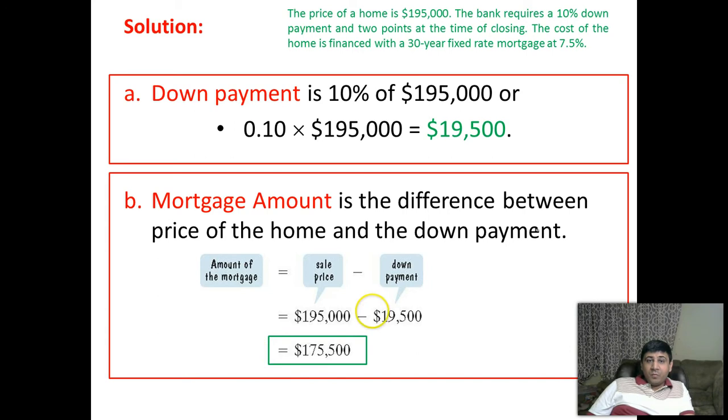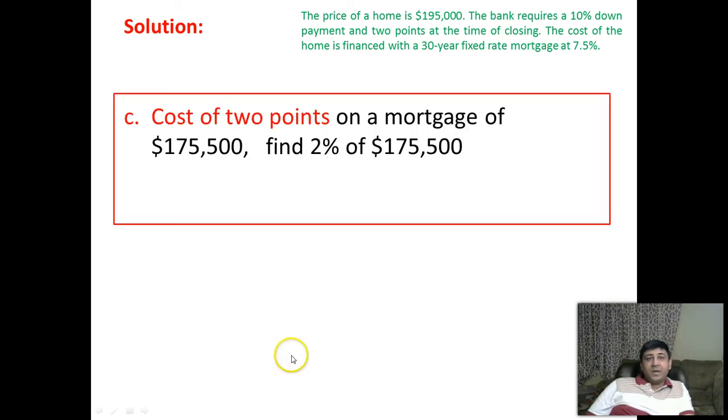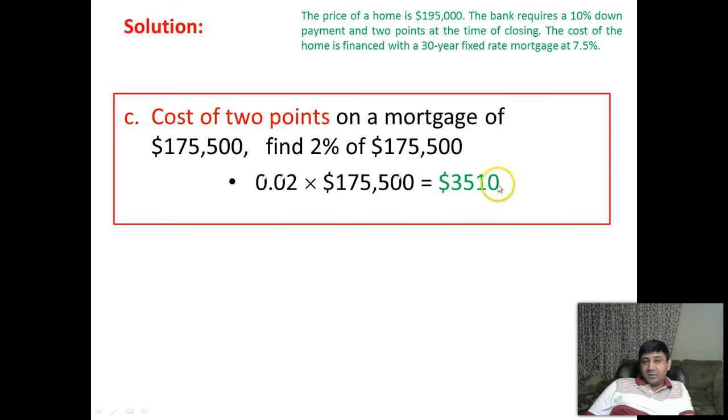Now we want to calculate the points based upon this one here. Next one is the cost of 2 points on the mortgage of $175,500. So 2% of that will be 0.02 multiplied by this, which comes out to be $3,510. So this is also something we need to pay at the time of the closing.